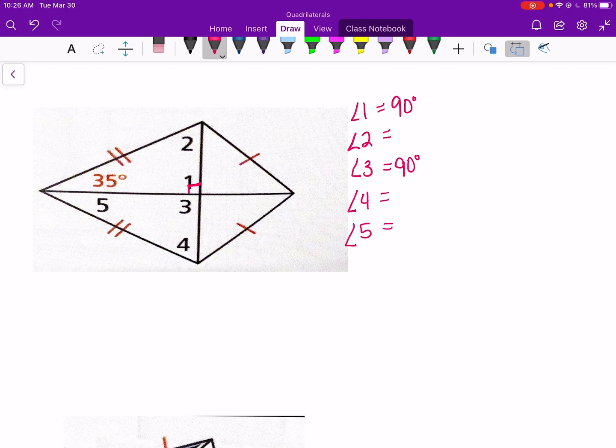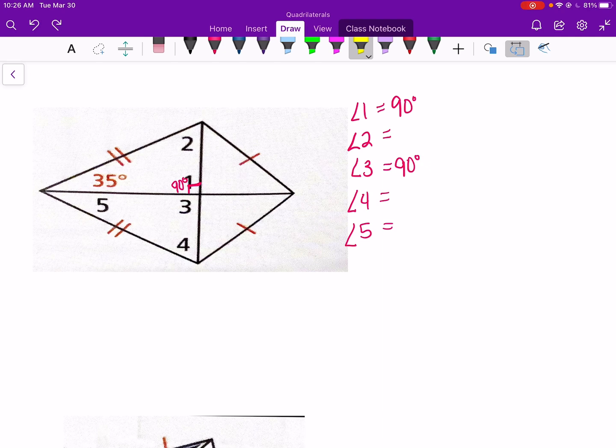So now let's take a look at angle 2. Notice angle 2 is part of this top left triangle. We know one angle is 35, one angle is 90, and then this is our missing angle right here.